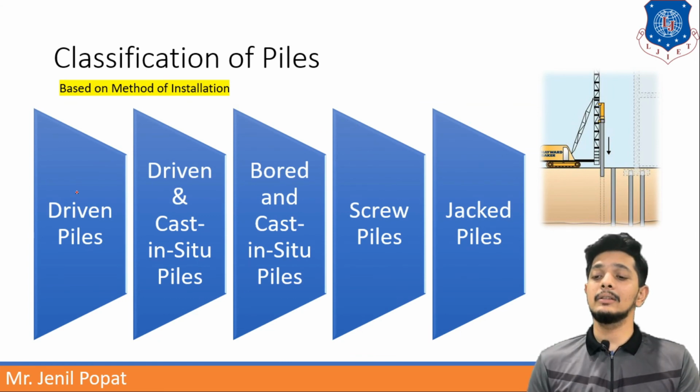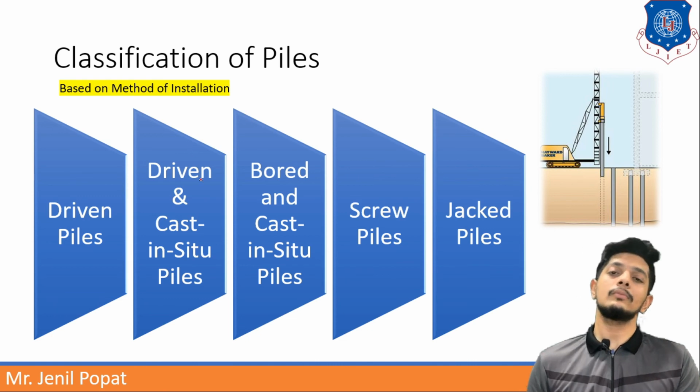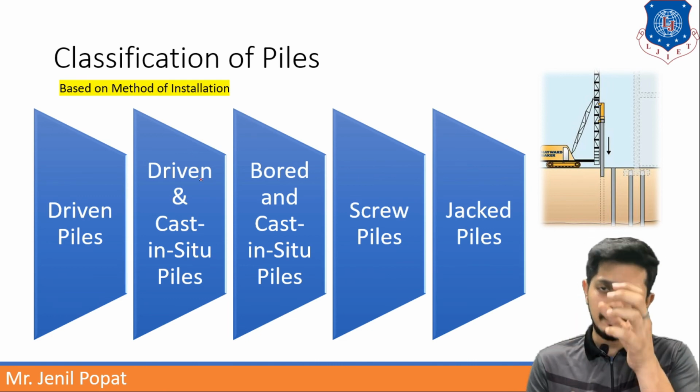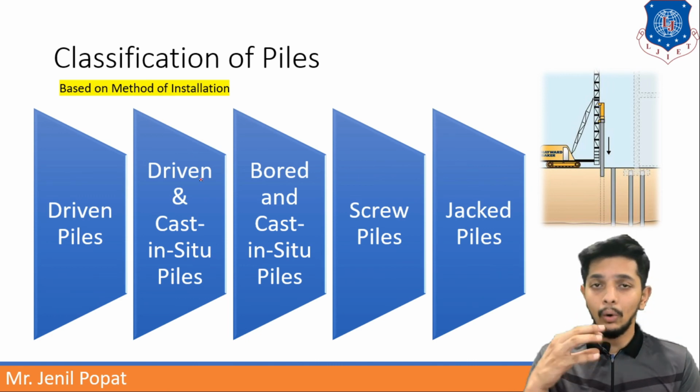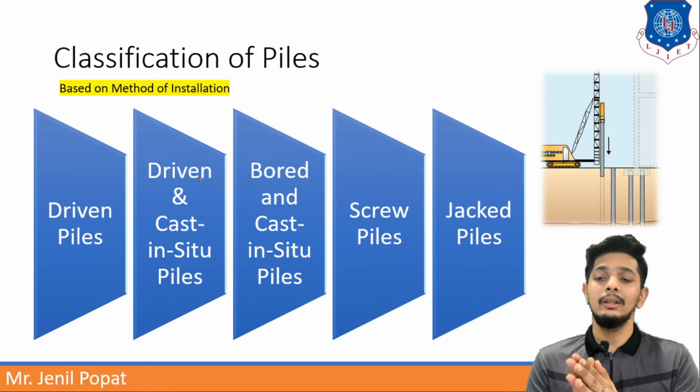Here the first type is driven pile, which is only inserted in the soil. The second one is driven and cast in situ piles. So they are driven also. For example, a hollow steel pipe is driven and then concreting is done. So they are driven and cast in situ both.